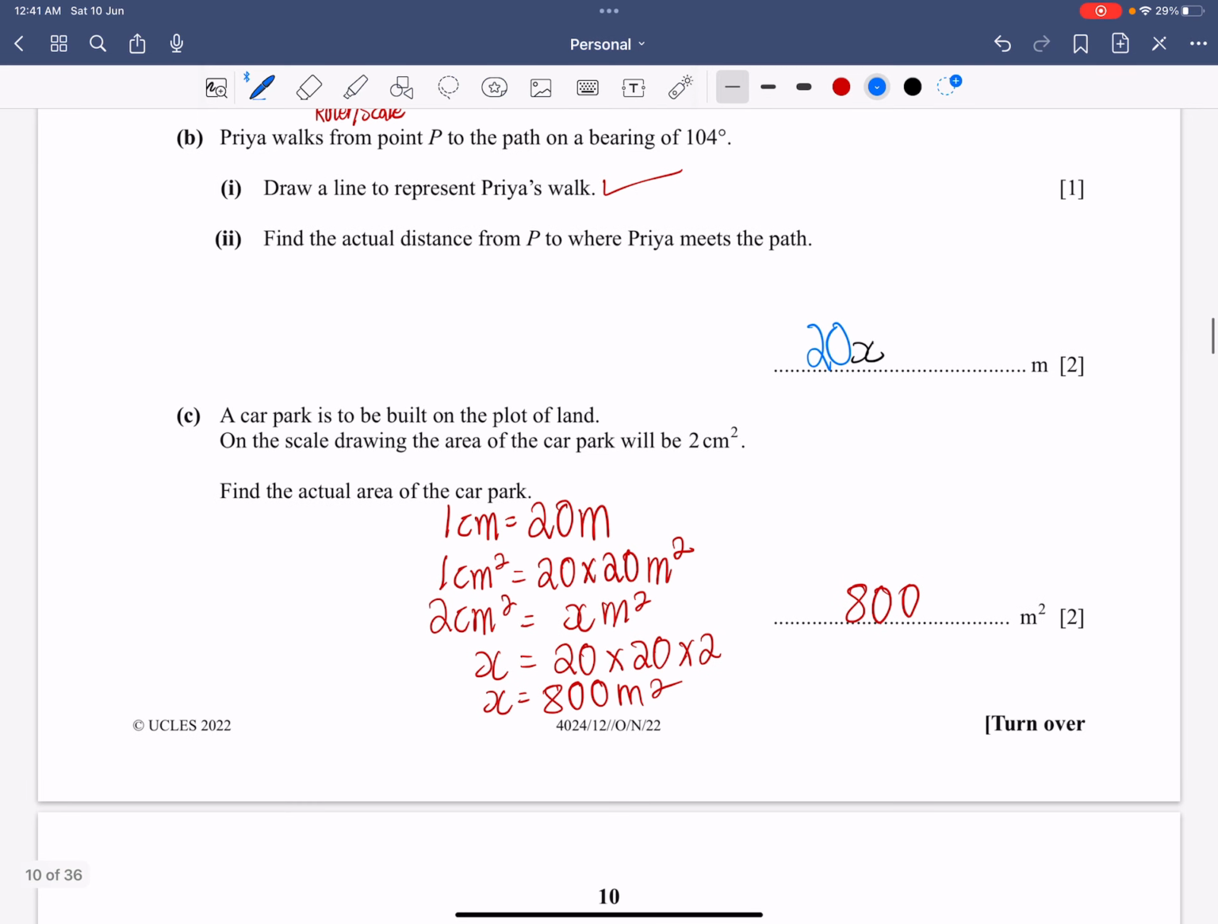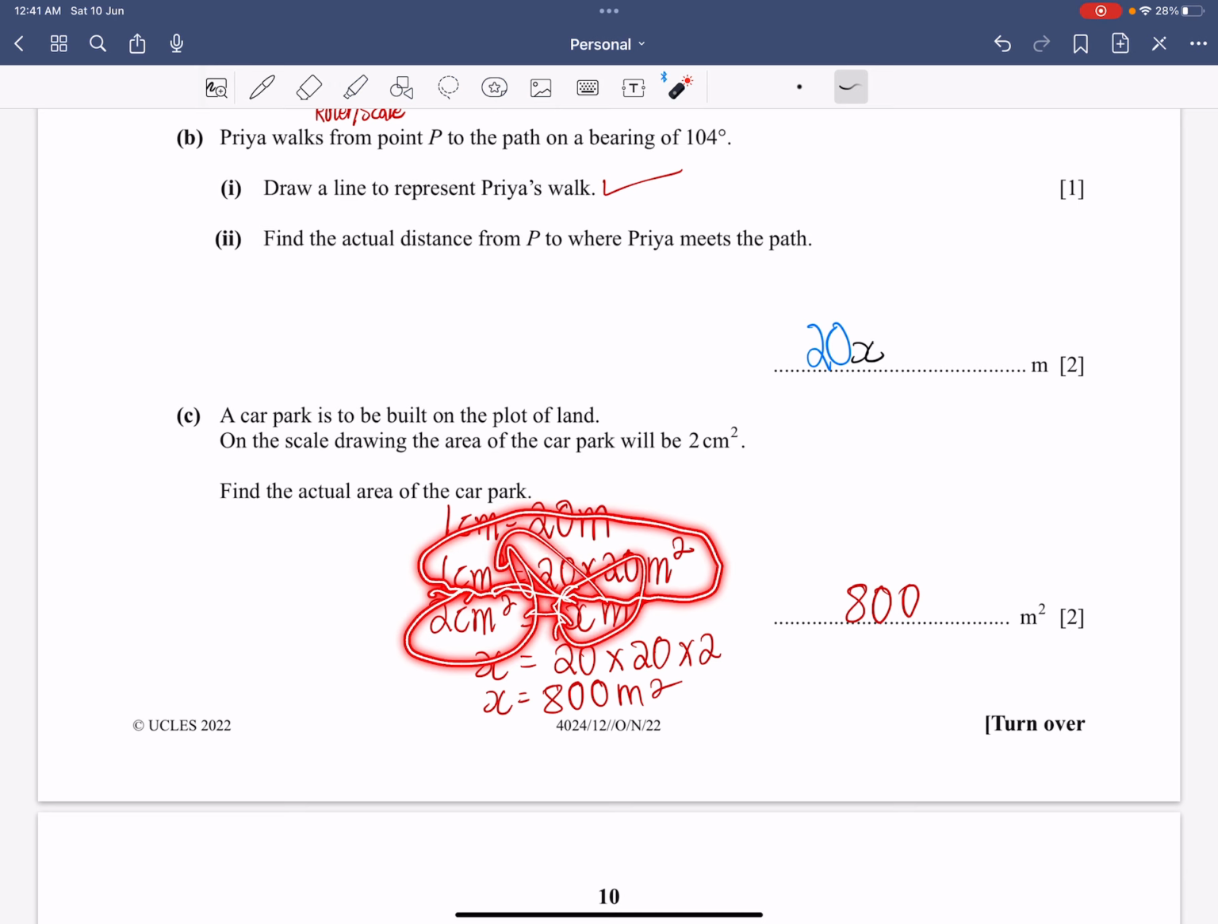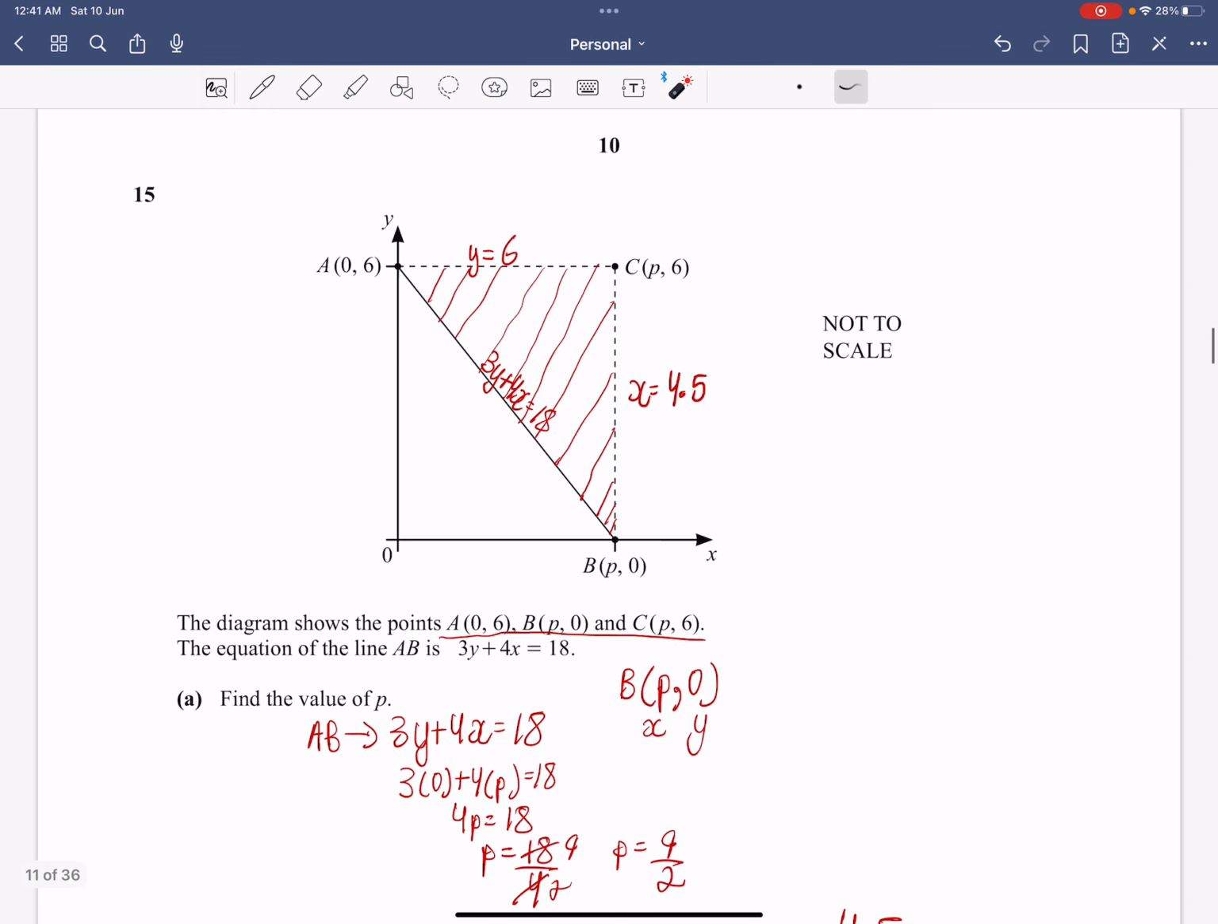Now a car park is to be built on the plot of land. On the scale drawing, the area of the park will be 2 centimeters square. Find the actual area. So 1 centimeter represents 20 meters. So 1 centimeter square represents 20 times 20 meters square. So 2 centimeters square will represent x meters square. We'll just cross multiply and we'll get 800. So that's pretty easy. Now let's move to this.